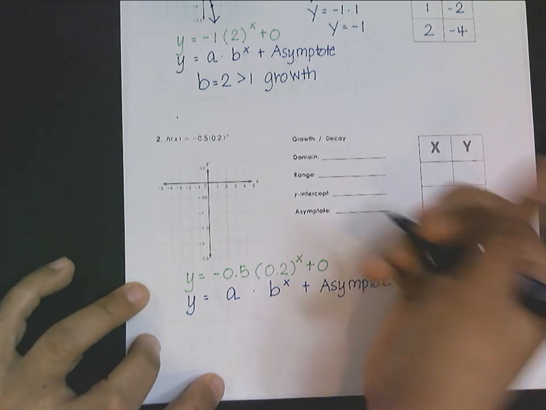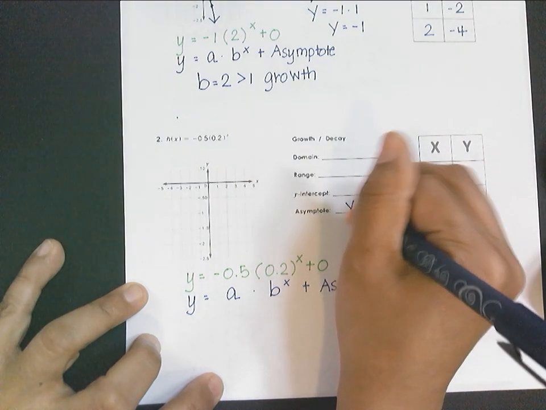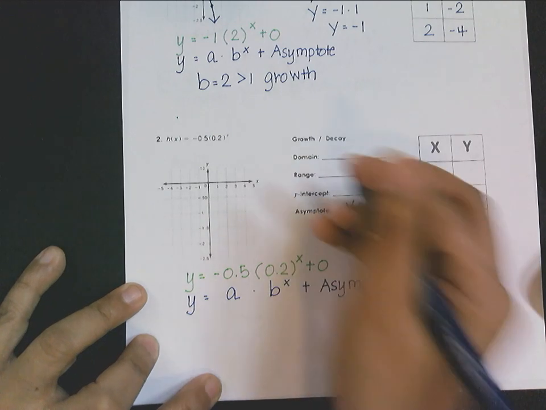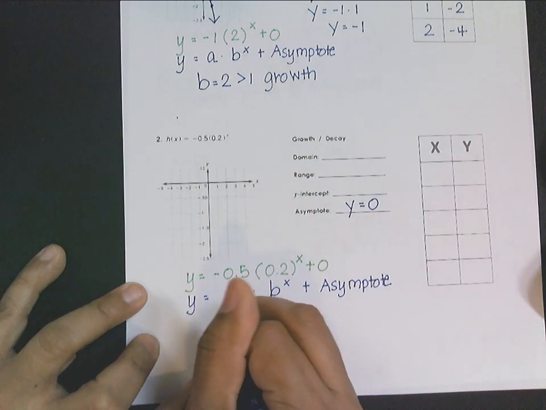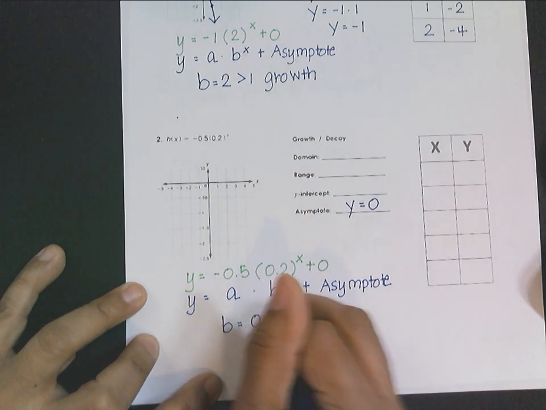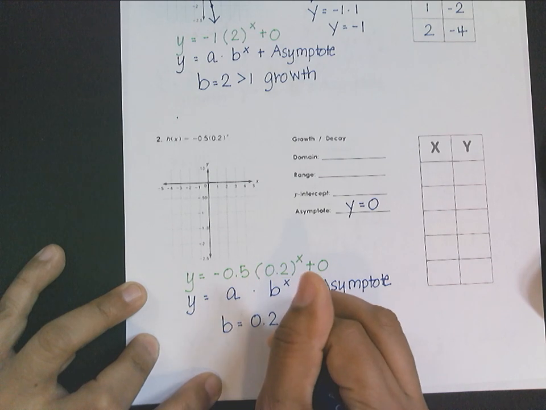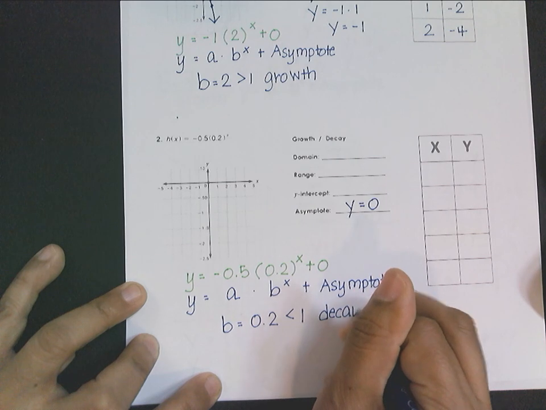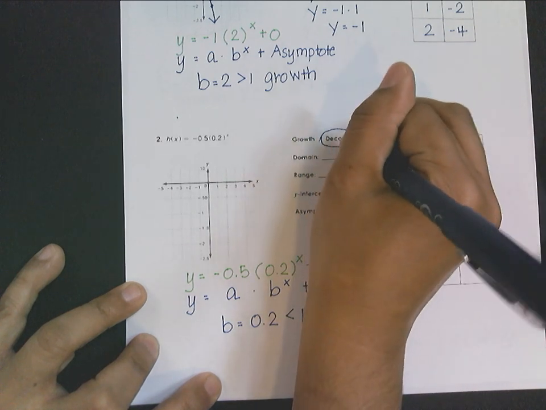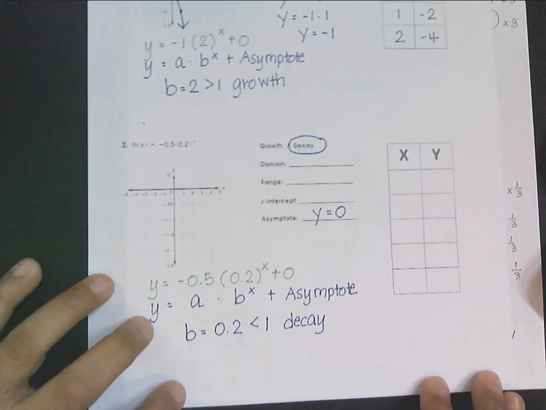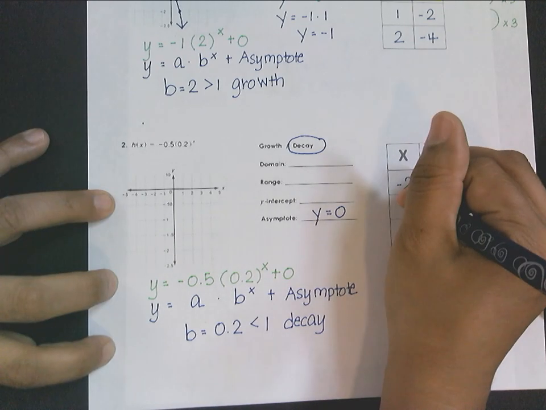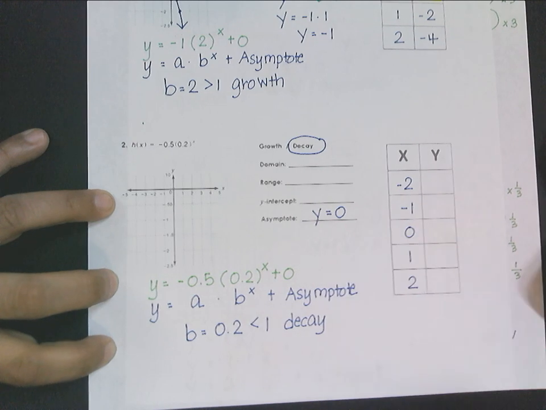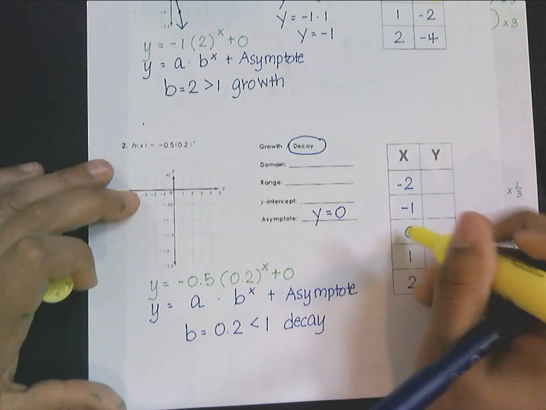So one of the questions is, what's my asymptote? In this case, y equals 0. The next one is going to be, what type of graph is it? Well, b equals 0.2 or 2/10, which is less than 1. So it's going to be a decay. So that's another question I can answer. And then the y-intercept. So again, I recommend you using -2, -1, 0, 1, 2. The most important one that I'm going to ask you is the y-intercept.